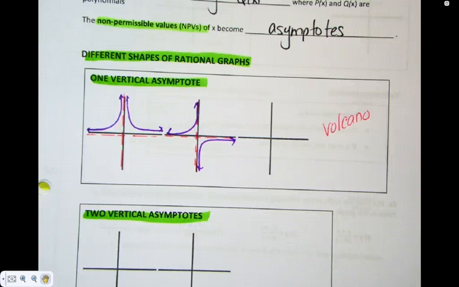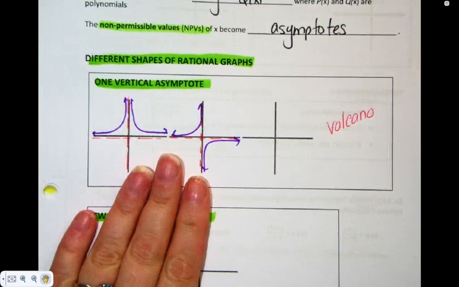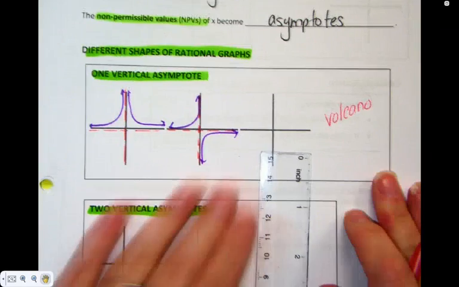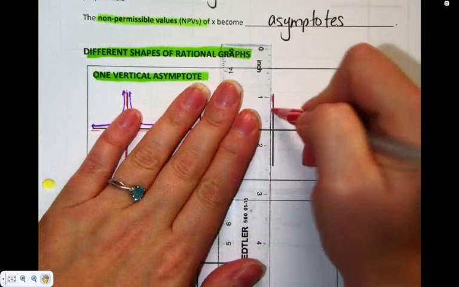Do you remember seeing these last year? These should look familiar. You graphed them on your calculator, we sketch them. This third one, which is also a variation of volcano, you did not see last year because you would have cried. So don't freak out when I show you this variation. It still has a vertical asymptote.